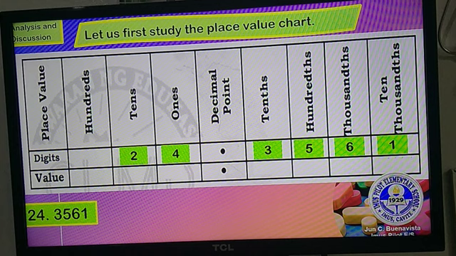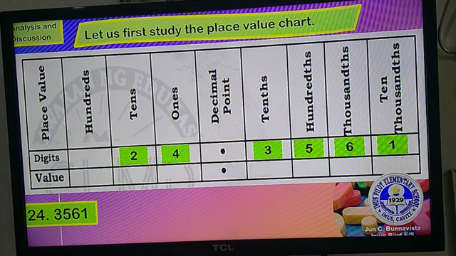24.3561. So when you're going to ask, what is the place value of 2? The place value of 2 in that number is tens. What is the place value of 6? The place value of that number is thousandths. Can you follow? Okay, very good. What is the place value of 1? The place value of 1 is ten thousandths because that 1 is placed in the ten thousandths. How about 3? The place value of 3 is tenths. So it depends upon the position of the number. Again, the place value is determined by the position where they are placed.